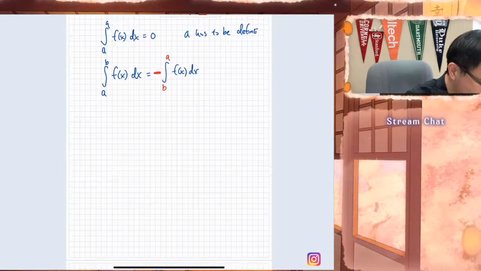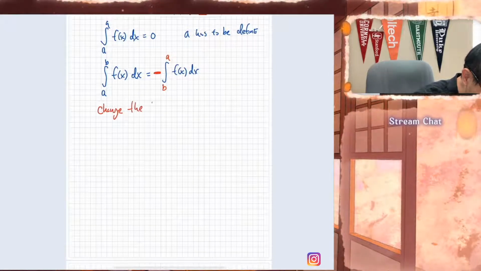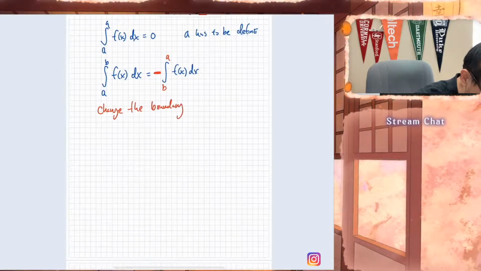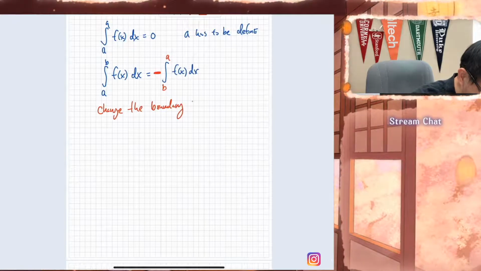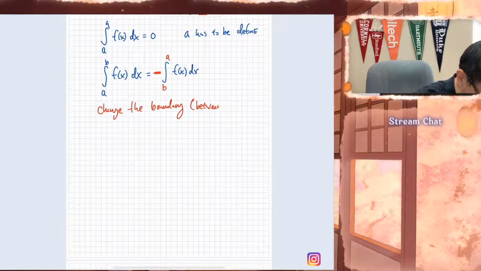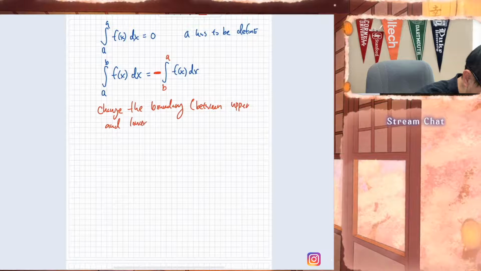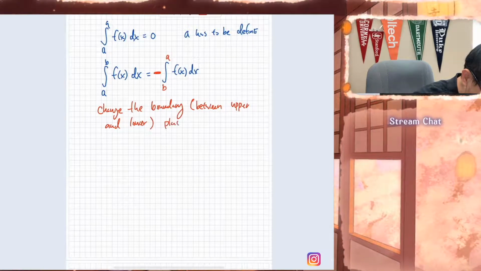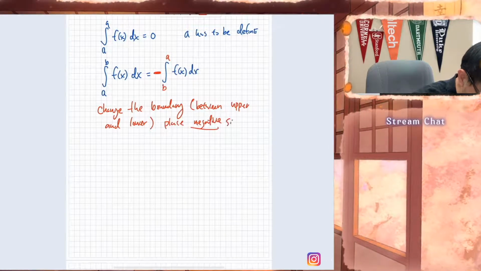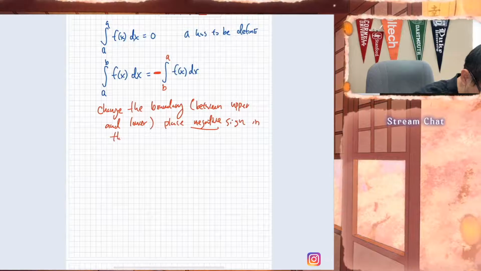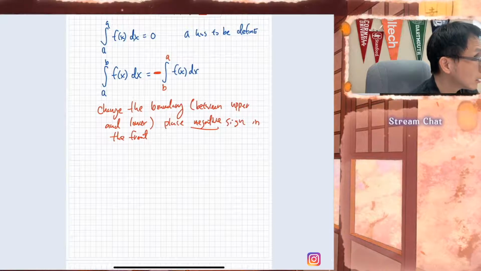So between b to a, I change the bound. Every time I change the boundary, between the upper bound and lower bound, I need to place a negative sign in the front. Does that make sense? Am I going too fast?